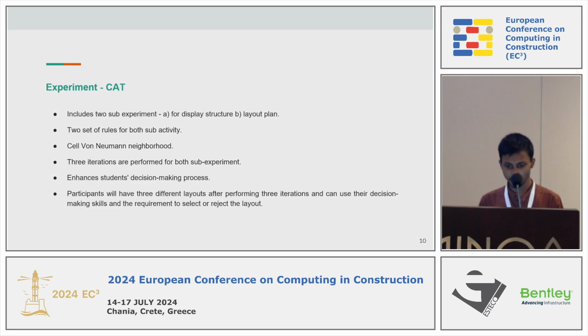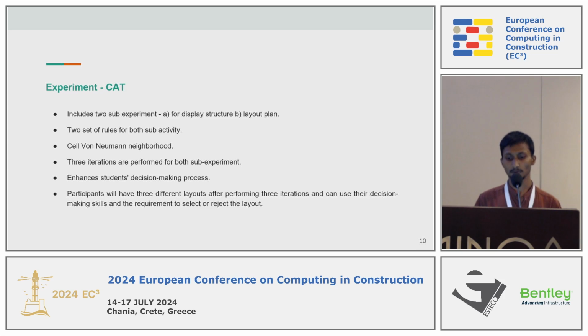In cellular automata, this sub-experiment has two activities. One is the display structure, which is how we connect different display stands and make a structure. Then there is the layout plan. After making the display structure, how do we place it into the complete layout? There are 2 sets of rules for this activity.